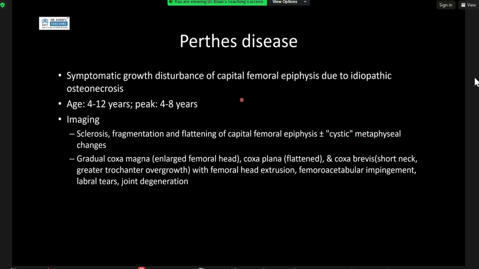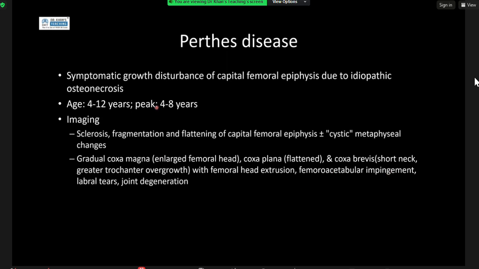So as I said earlier, this is Perthes disease where you have flattening of the femoral epiphysis, and on imaging you get sclerosis, fragmentation, flattening, and then you have these cystic metaphyseal changes, and with time you get enlargement of the femoral head, you get flattening, you get a very short neck or coxa brevis, and then you can get femoral head extrusion, FAI, labral tears, everything consequent to that.